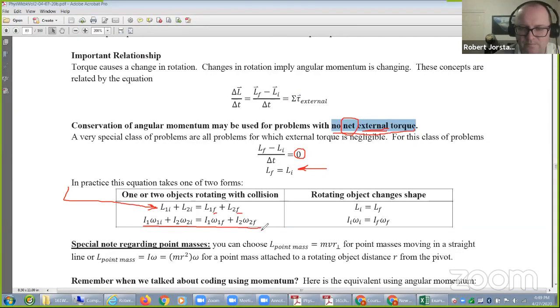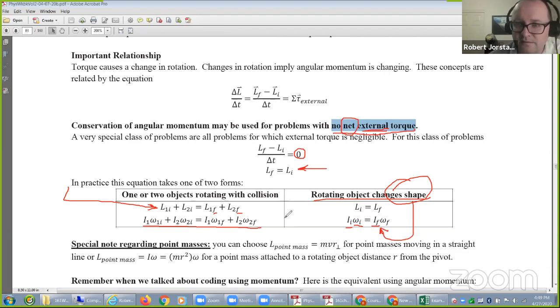Now, there is another one, the classic figure skater with their arms out and then they bring their arms in. That's a rotating object that changes shape. With those types of equations, we can say the initial moment of inertia times the initial rotation rate is the final moment of inertia times the final rotation rate. If you change shape, the moment of inertia changes. So good to know.